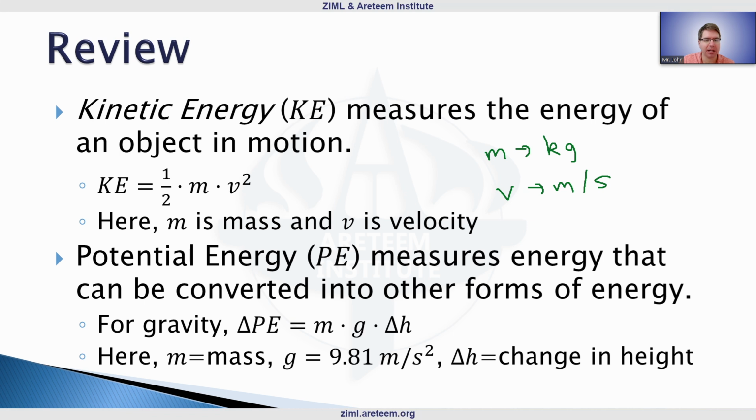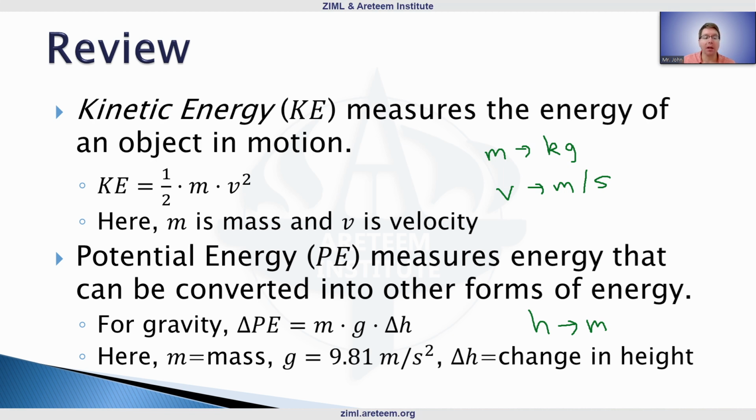We also have potential energy. Potential energy measures energy that can be converted into other forms of energy. We talked in last week's video about how this is relative. So for gravity, the change in potential energy is mg delta h. M is the mass, g is acceleration due to gravity, and delta h is the change in height. Shouldn't surprise you here, we're using meters per second squared, and height is going to be measured in meters.